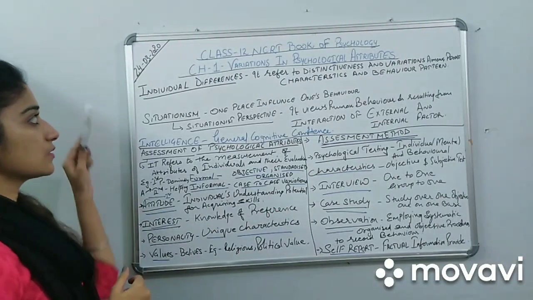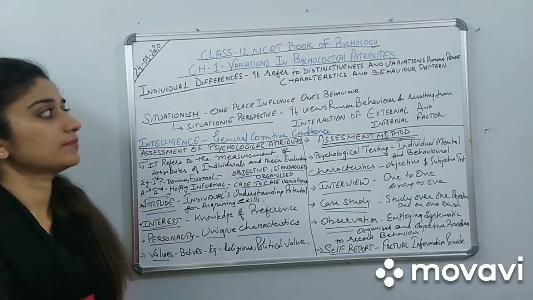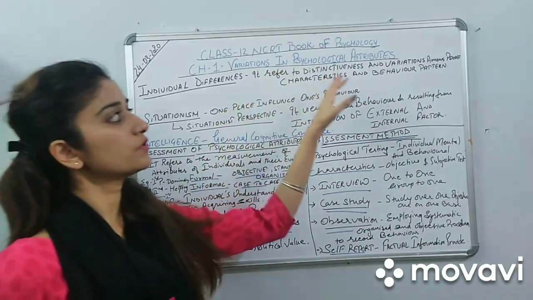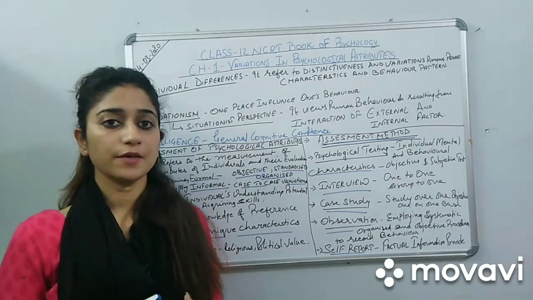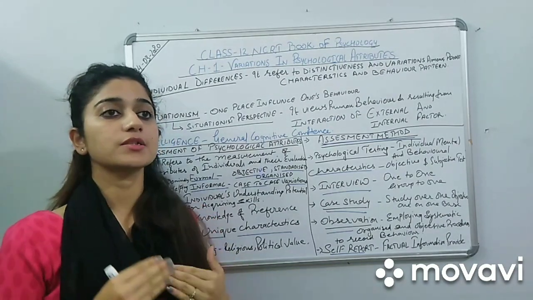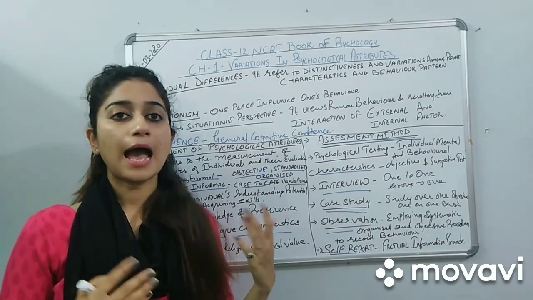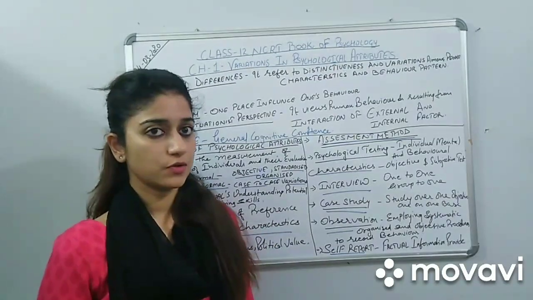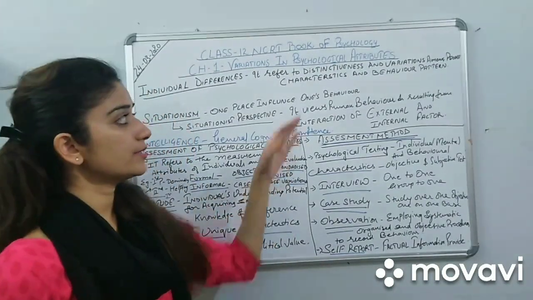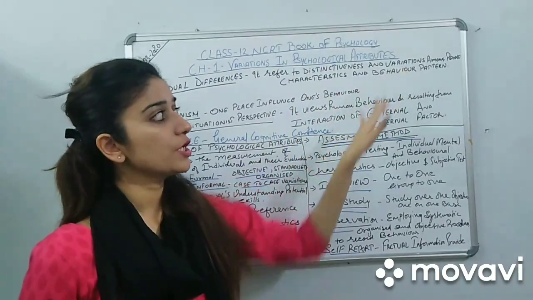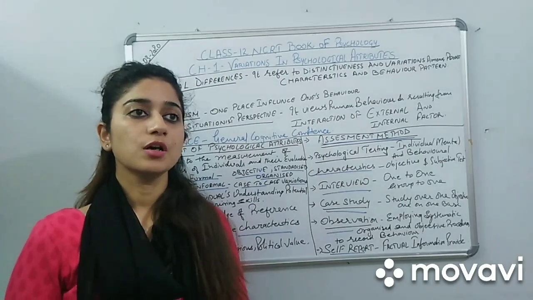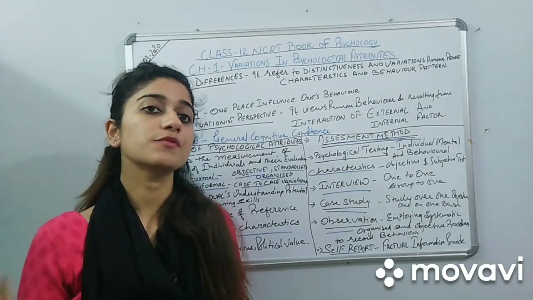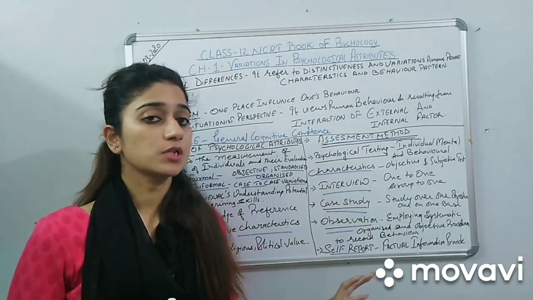Let's start. So individual differences is something, what is it? It refers to the distinctiveness and variation among people's characteristics and behavior. What does it mean? That there is a difference in the characteristics and the behavior pattern of individuals. For example, one person has their own behavior, and another person has a different behavior in a particular situation.